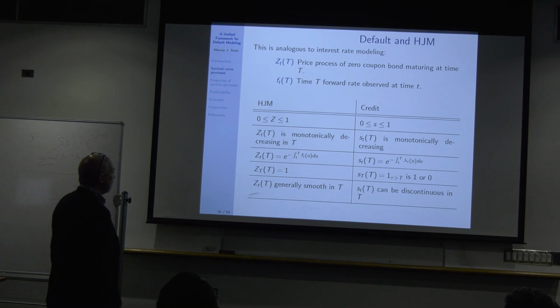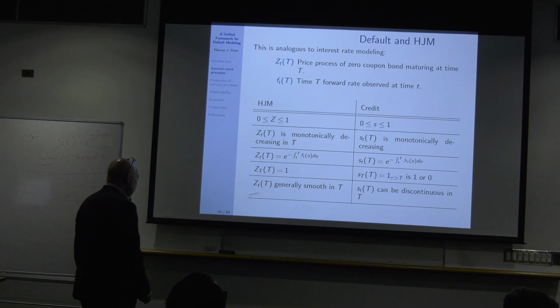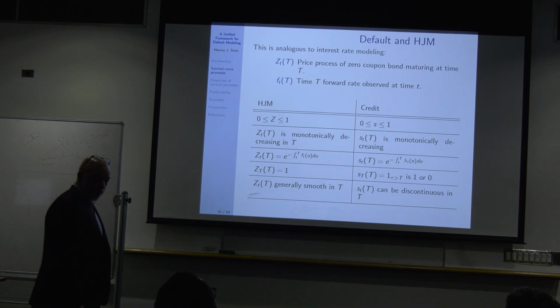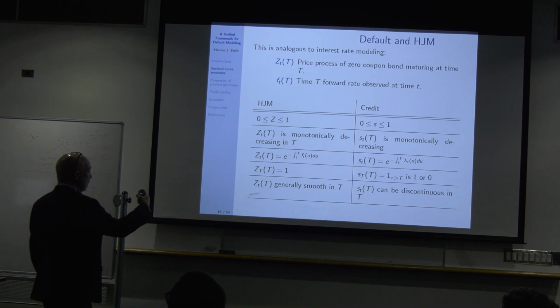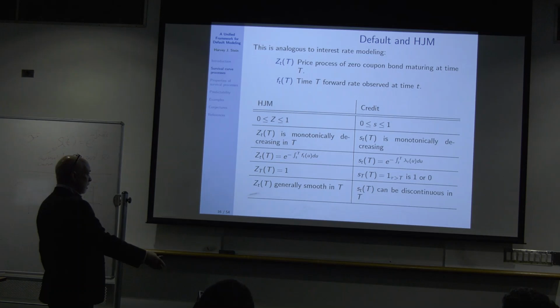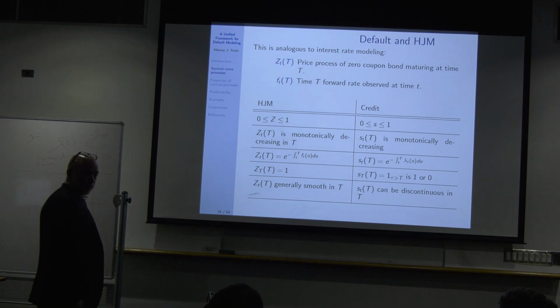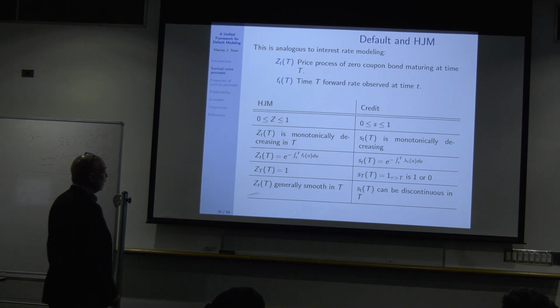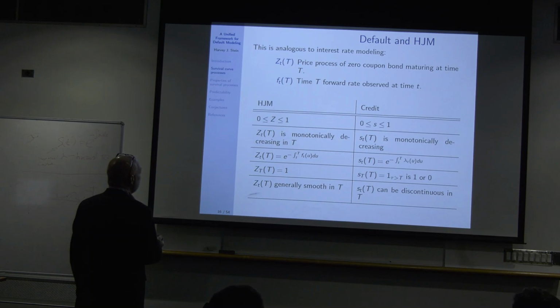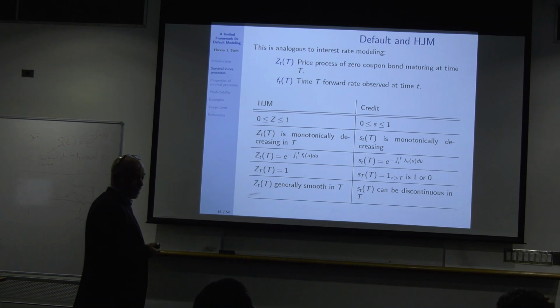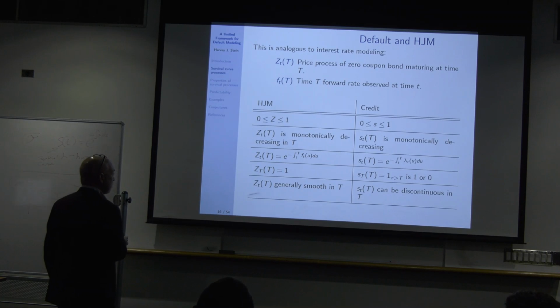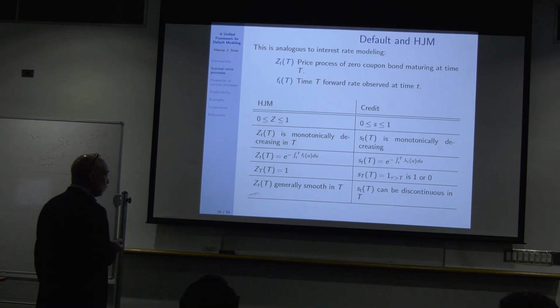Okay, so now what I want to do is point out that what we're doing here for modeling stopping times makes everything look exactly like the HJM model. Except for, like, forward rates nowadays are thought of as possibly negative, but lambdas can never be.